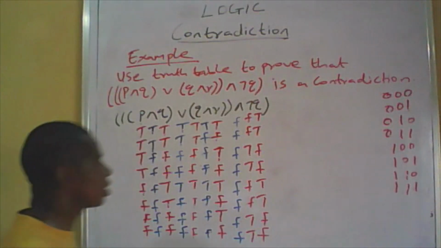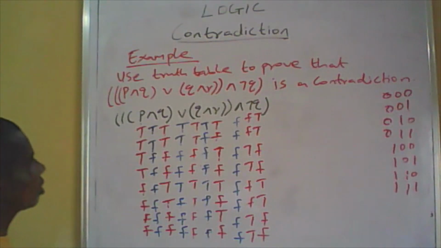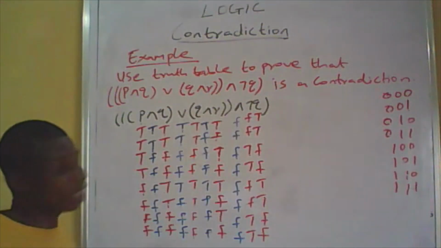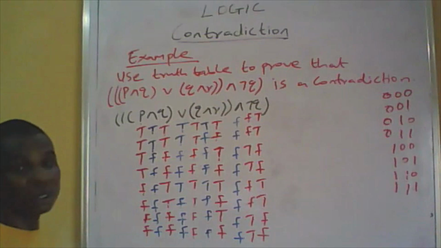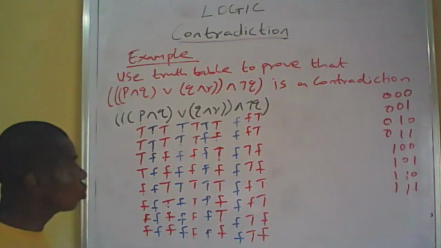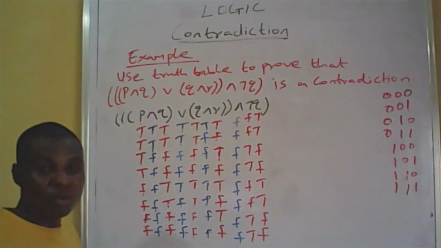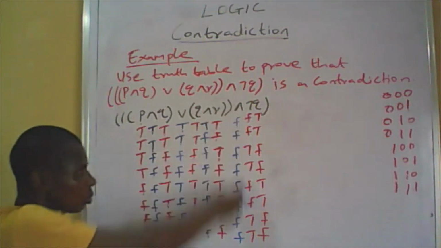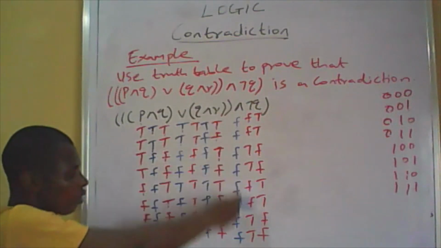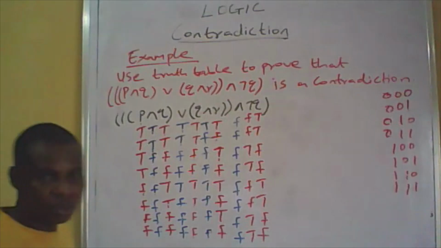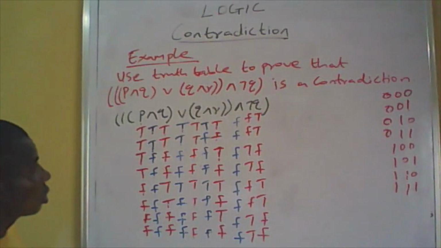So we can see that we have proved that this statement is a contradiction. It's a contradictory statement. That means there's no mixture of truth throughout. They are all false. You can see the truth valuation that it is F, F, F, F throughout under the main connective, and so it is a contradiction.